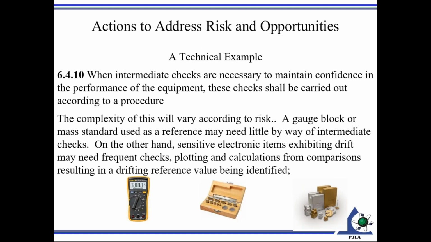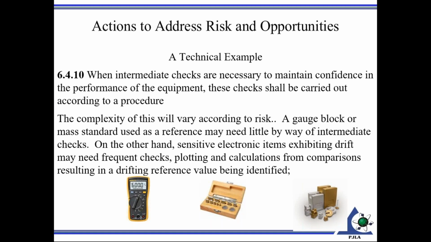So I'm going to look at a technical example here. We have a requirement here under 6.4.10. This is under equipment. When intermediate checks are necessary to maintain confidence in the performance of equipment, these checks shall be carried out according to a procedure. So these are checks you run on your equipment to assure that, hey, they're operating correctly, the integrity of the calibration is still intact. How often do you have to do it?